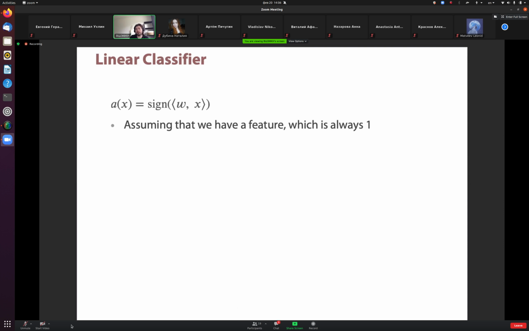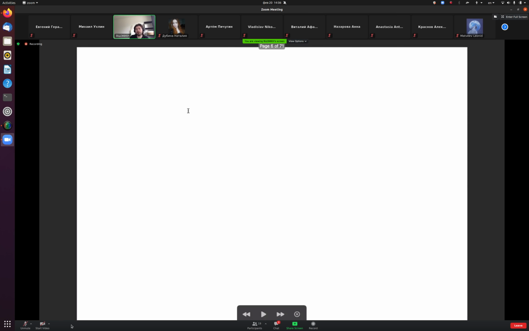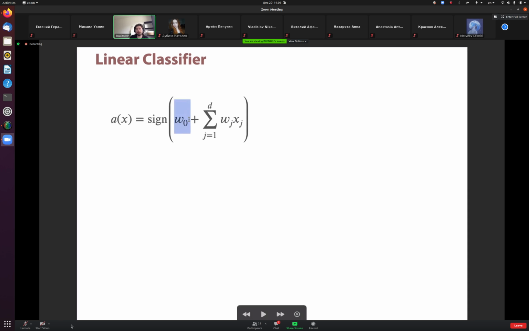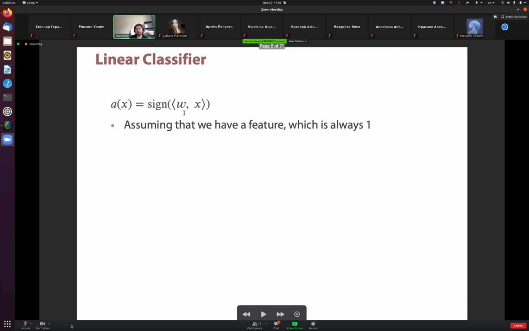So assume that we have one feature which is always 1, so as not to write the bias separately. It's a bit ugly, so we can summarize all our features here. Then we just find the inner product, like estimating our usual linear model, and then take the sign function of it. If our linear model gives something greater than 0, the answer is 1; less than 0, it's -1. So it's a kind of classification.